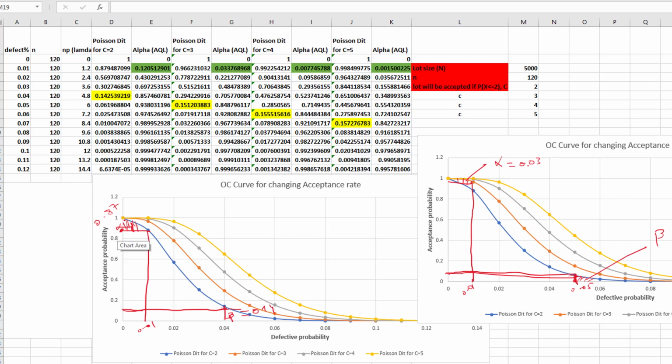This is my alpha. This is called producer risk, and we have already calculated this AQL. I already showed you how you calculate 1 minus the acceptance rate, so you will calculate this risk. When you deduct the acceptance probability from the total probability, you will get this one, 0.12. So alpha is equal to 0.12.